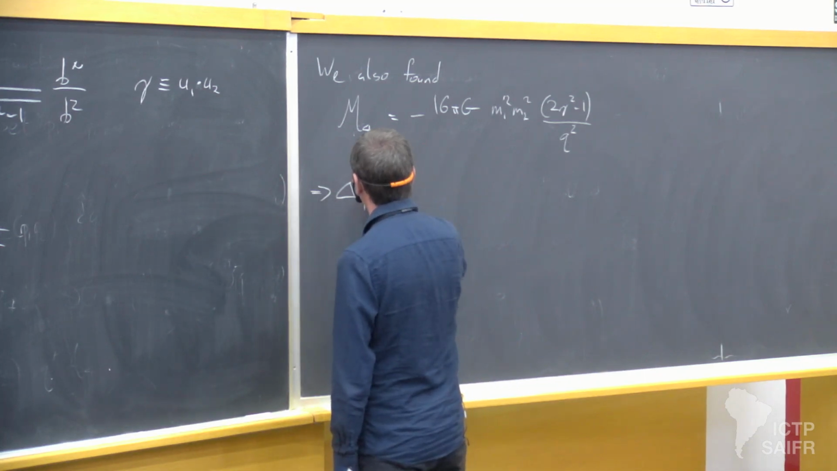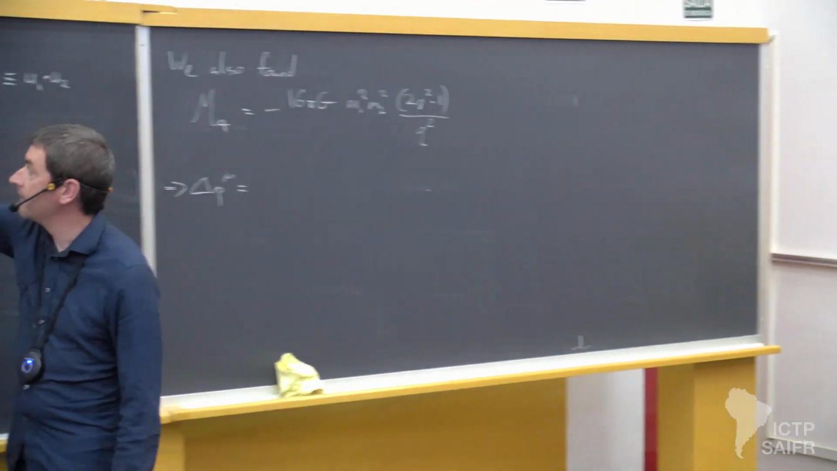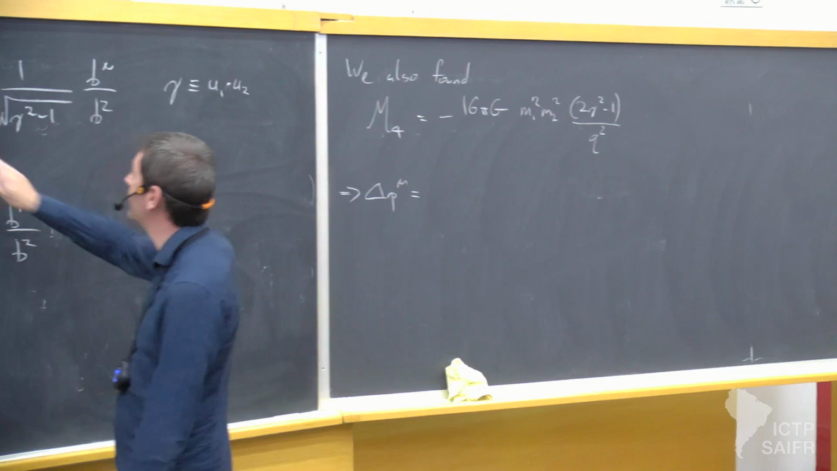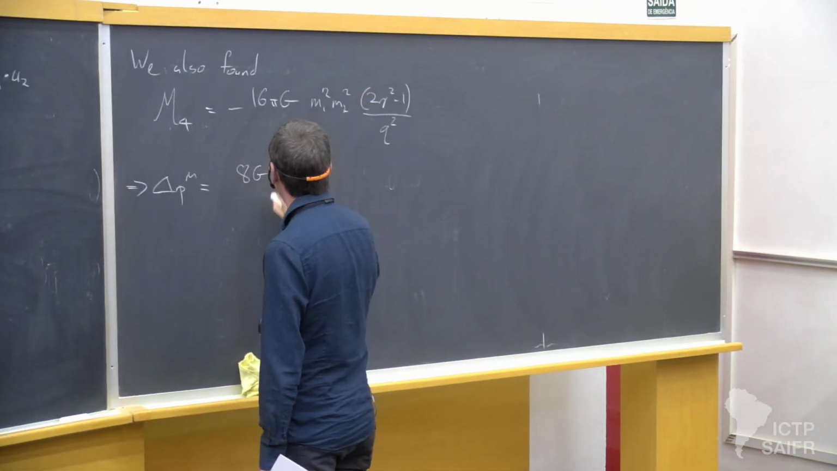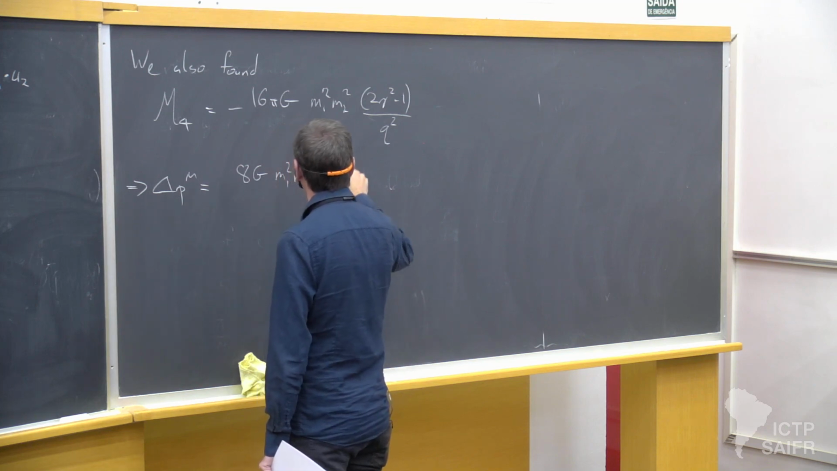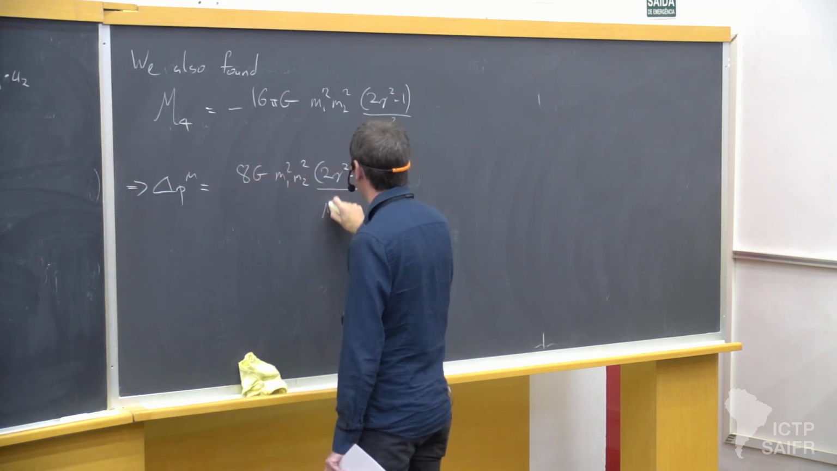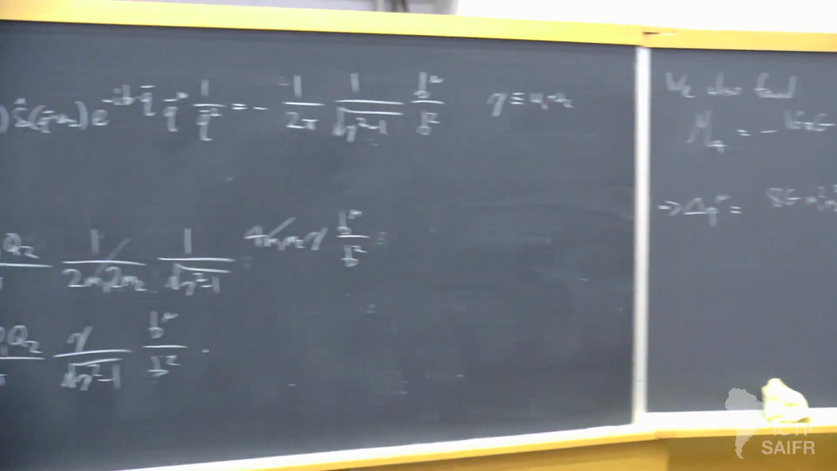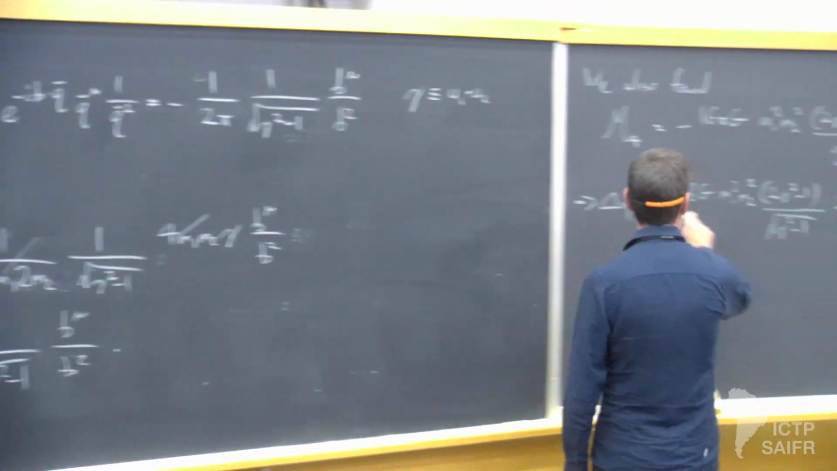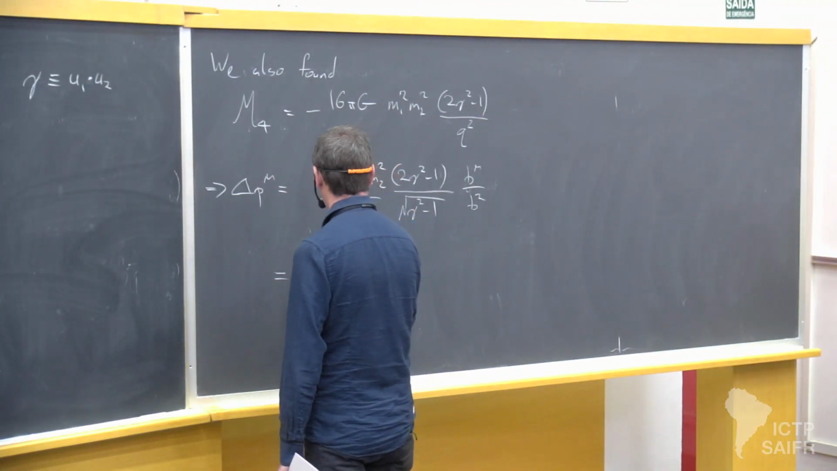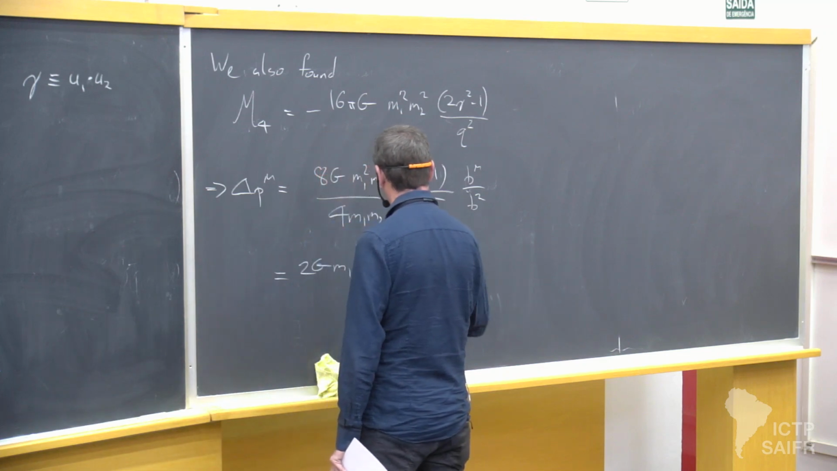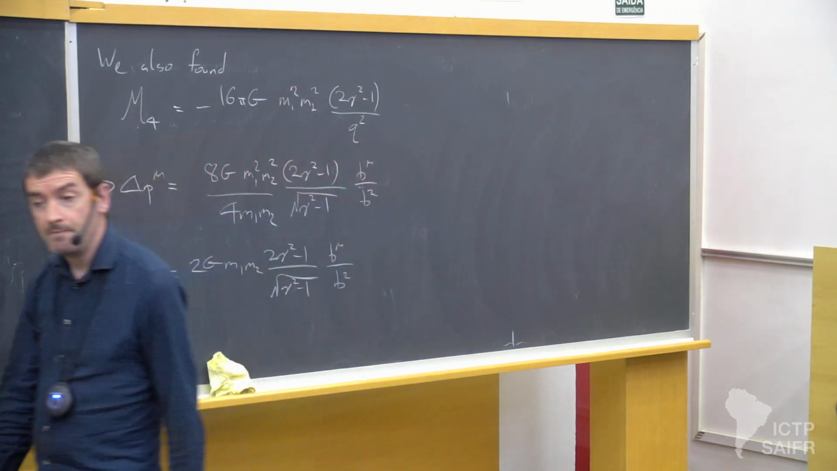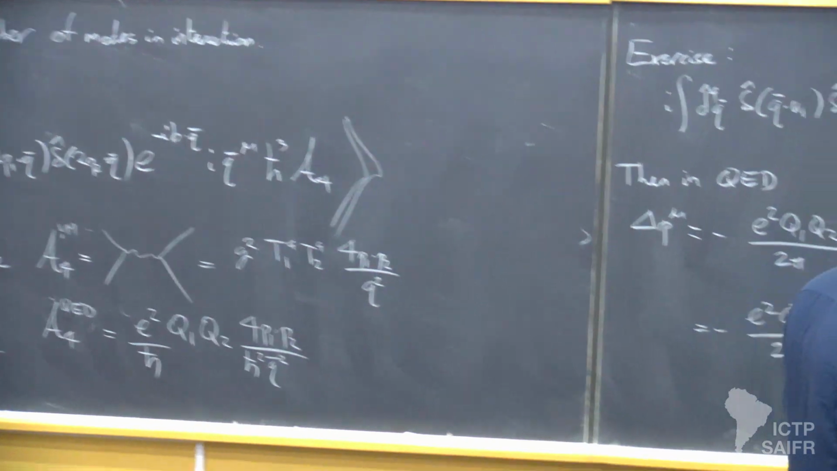So the delta p^μ then comes out as, well, this minus sign cancels against that minus sign, which is good. I'll explain why in a moment. This 16 pi, I can cancel against this to get a factor of 8: 8G m1 squared m2 squared, 2 gamma squared minus 1. Downstairs, I get that root gamma squared minus 1, and there's a b^μ over b squared. Again, I have to remember that there's a 4 m1 m2 downstairs because of this, so let's put that in. The net result is 2G m1 m2, 2 gamma squared minus 1 over root gamma squared minus 1, b^μ over b squared. Okay, so that's the impulse in gravity, and it follows from the double copy.